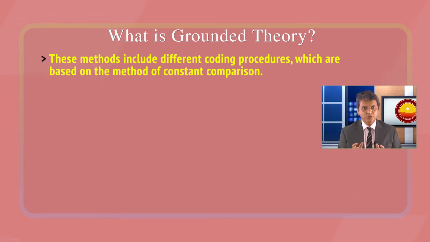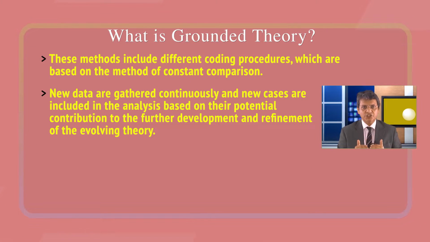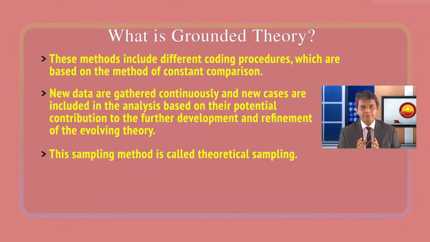These methods include different coding procedures which are based on the method of constant comparison. New data are gathered continuously and new cases are included in the analysis based on their potential contribution to the further development and refinement of the evolving theory. This sampling method is called theoretical sampling.